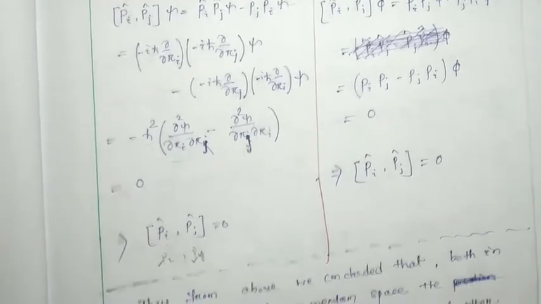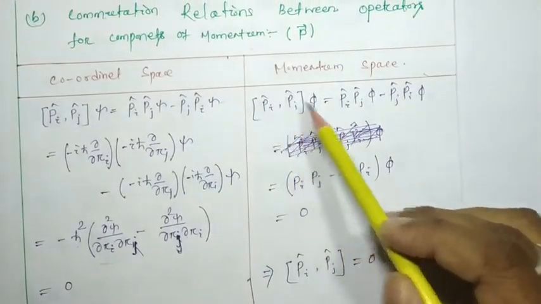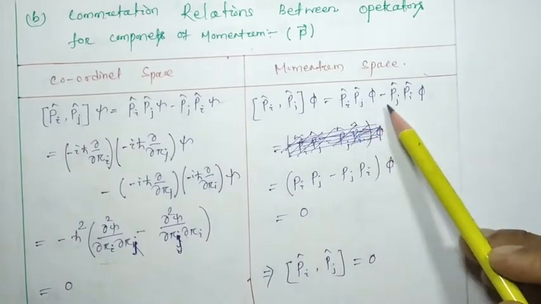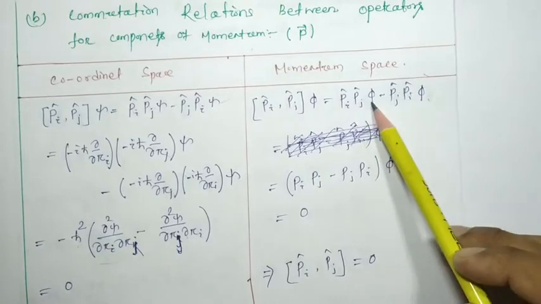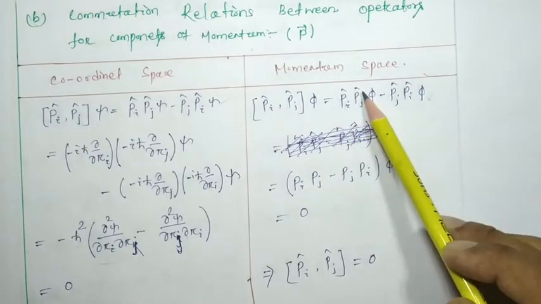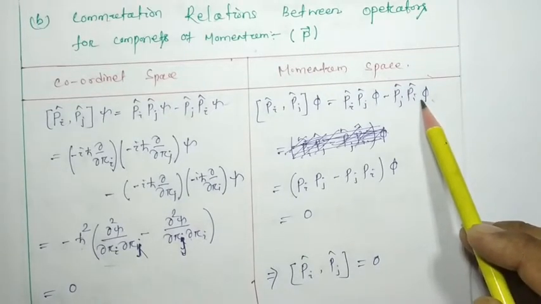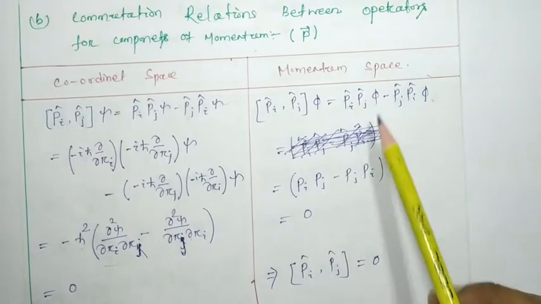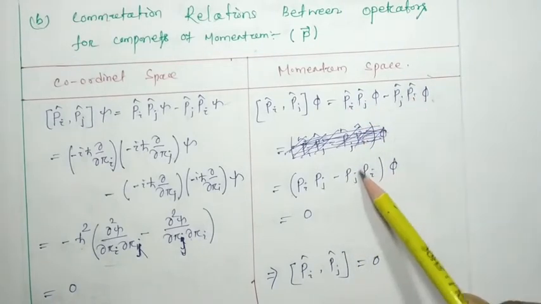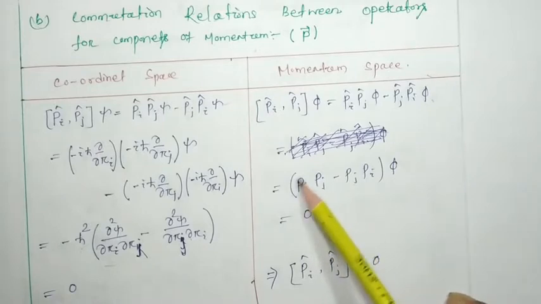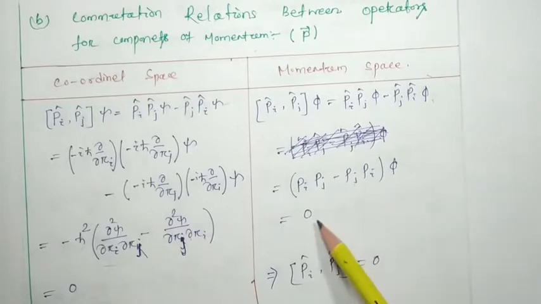That I will also discuss, I have written it. Before that, momentum space: [pi, pj] phi will be pi pj phi minus pj pi phi. That means pj is operated first over phi, then pi will operate over the result, and this is also like that. So pi value is pi, pj value is pj, minus pj value is pj, pi value is pi. So this value will be equal to this one, but it is a subtraction, so we get 0.